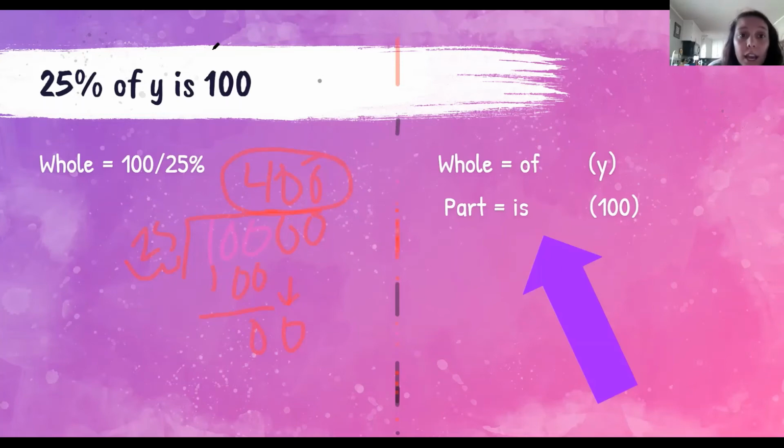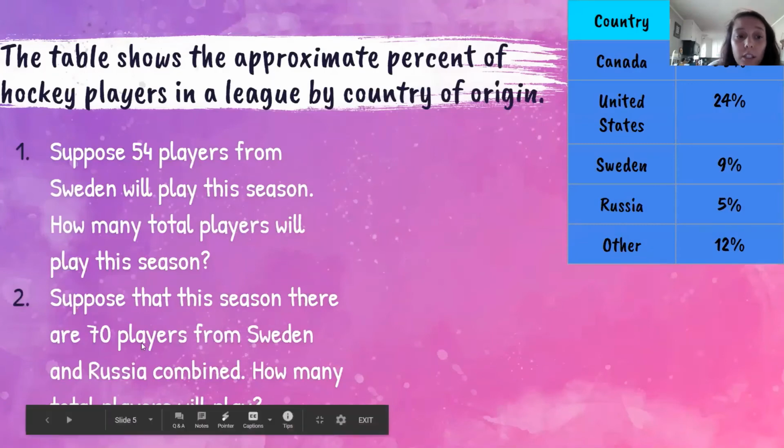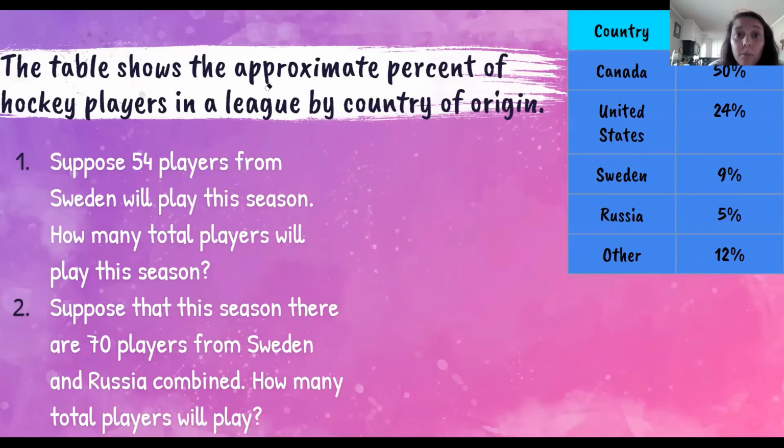And then looking at the last question that I'm going to talk to you about, these are examples of a word problem. You do have one in your homework that looks similar to this in terms of it has a chart, and then we'll give you some questions to answer from the chart. So this table specifically is showing the approximate percent of hockey players in a league by their country of origin. So there's Canada, United States, Sweden, Russia, and other.